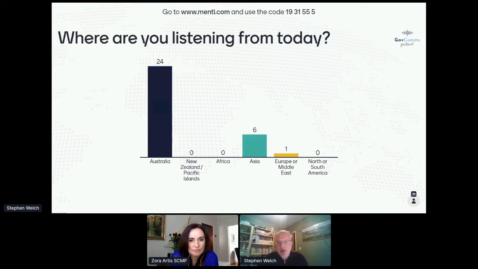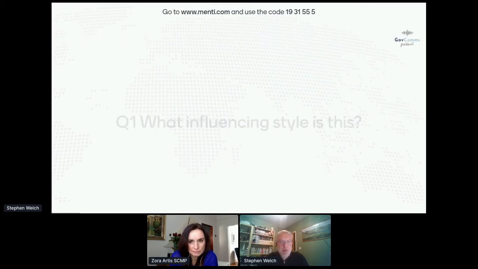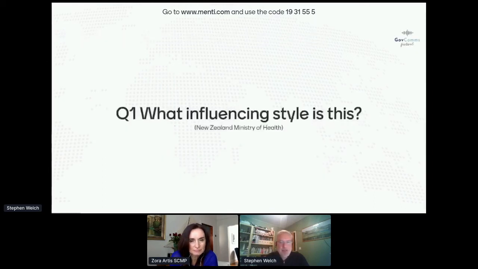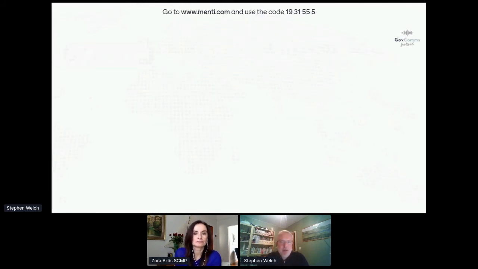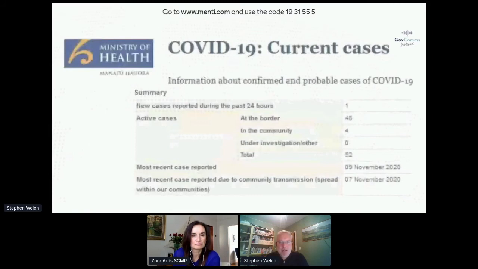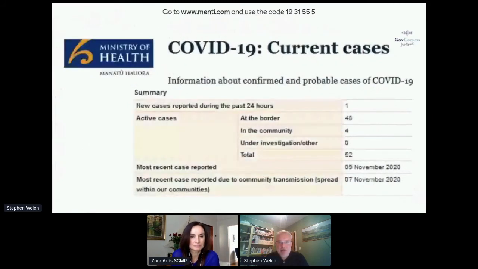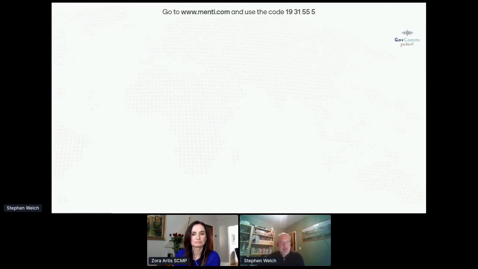So what I'm going to do now is close that particular voting as a trial, and we're going to move on to the first real question. This is an example from the New Zealand Ministry of Health, which is all about the update on coronavirus. Here you can see they've got a table of current cases and information about confirmed and probable cases of COVID-19, new cases reported in the past 24 hours, active cases at the border and in the community, and the update of the details. So your challenge is to think about what influencing style this is.